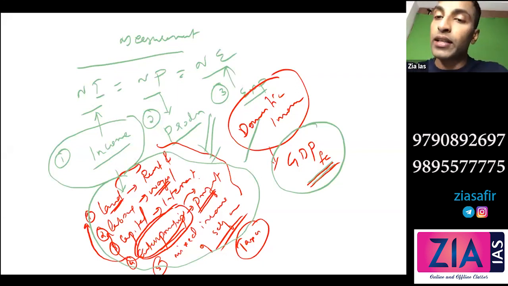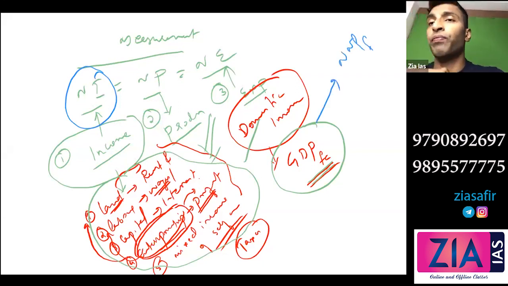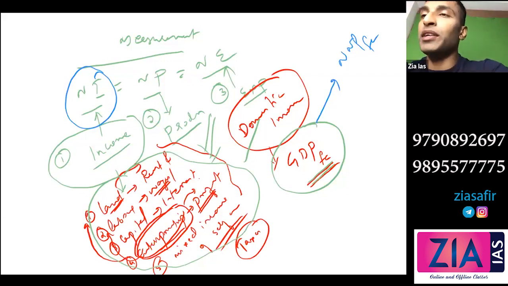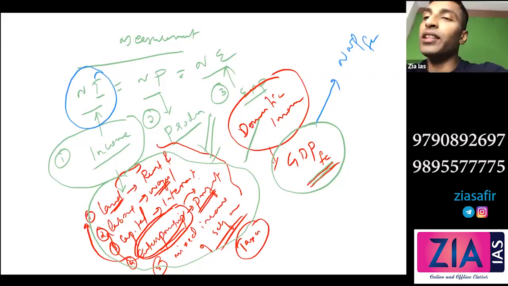But what are we looking for now? We are discussing measurement of national income, right? So you have GDP FC now. Can I get NNP FC from GDP FC? Yes, sir. This is what we discussed yesterday. You need to do only 3 steps, right? G to N, you know how to convert.